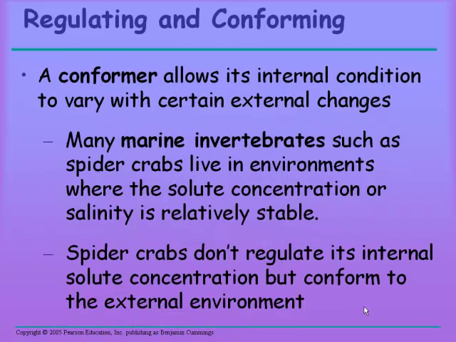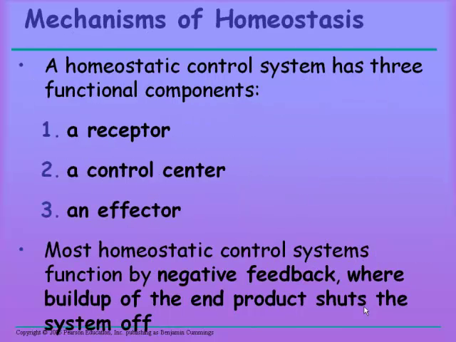Whereas that's a regulator. However, a conformer conforms to its external environment. A lot of marine invertebrates, such as spider crabs, live in salty marine environments, where the solute concentration or salinity is relatively stable. So they don't regulate their internal solute concentration, but they conform. They become similar to their external environment.